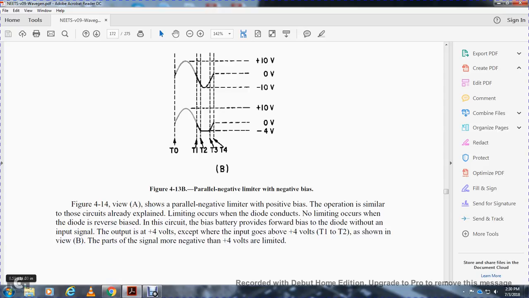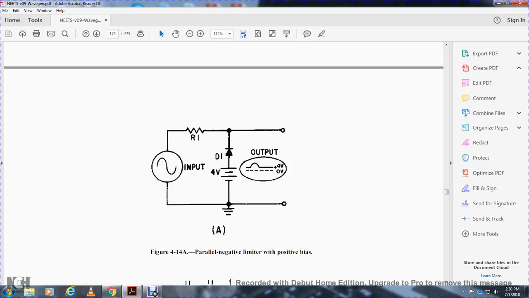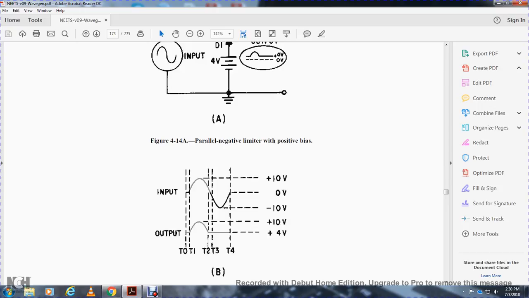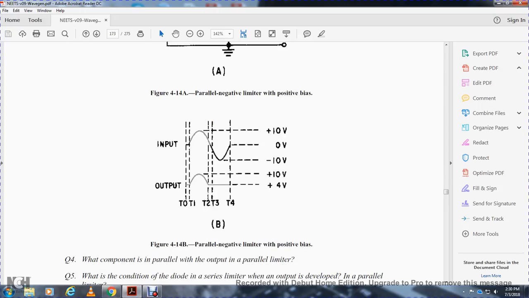Figure 4-14, view A, shows the parallel negative limiter with a positive bias. In operation, the circuit limits the curve when the diode conducts, and there is no limiting when the diode is reverse biased. The bias battery forward biases the diode, so without any input signal the output is positive 4 volts, except when the input goes above 4 volts in time intervals 1 and 2, as shown in view B. The part of the signal more negative than 4 volts is limited. Figure 4-14 shows the parallel negative limiter with a positive bias of 4 volts.